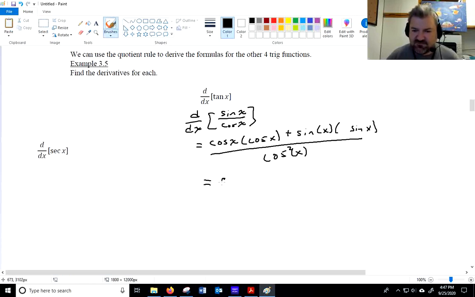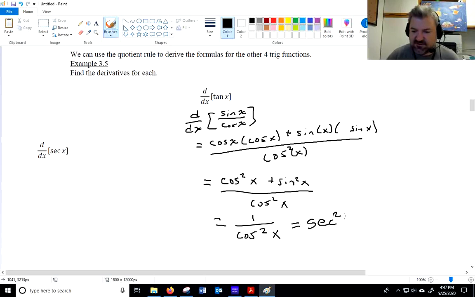All right, this is cosine squared x plus sine squared x all over cosine squared x. But what is cosine squared x plus sine squared x? That is 1. So this is 1 over cosine squared x, which is then equal to, what is 1 over cosine? Secant squared x. So the derivative of tangent is secant squared. All right.